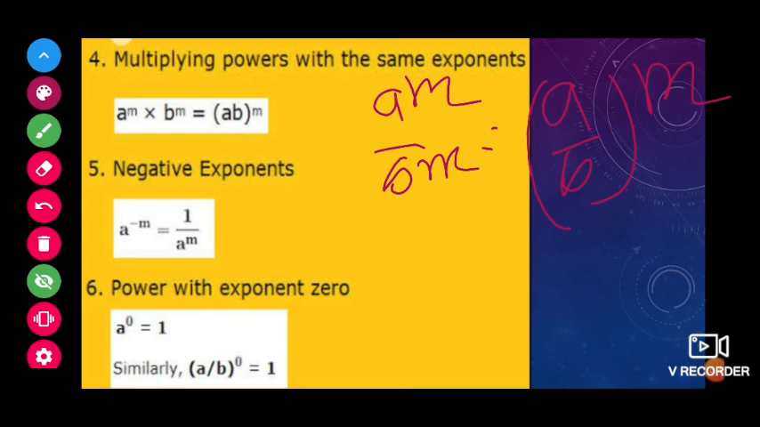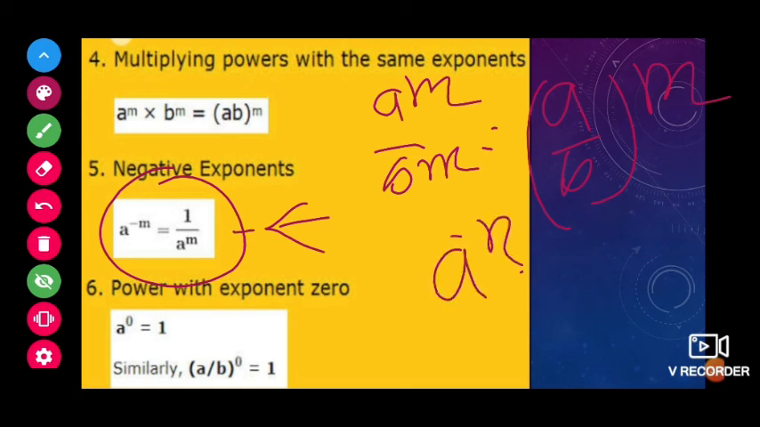Okay, next one, which was already explained: if there is a negative exponent, we have to send it down, that is a to the power minus n is 1 by a to the power n. This is one of the important things which we will use.